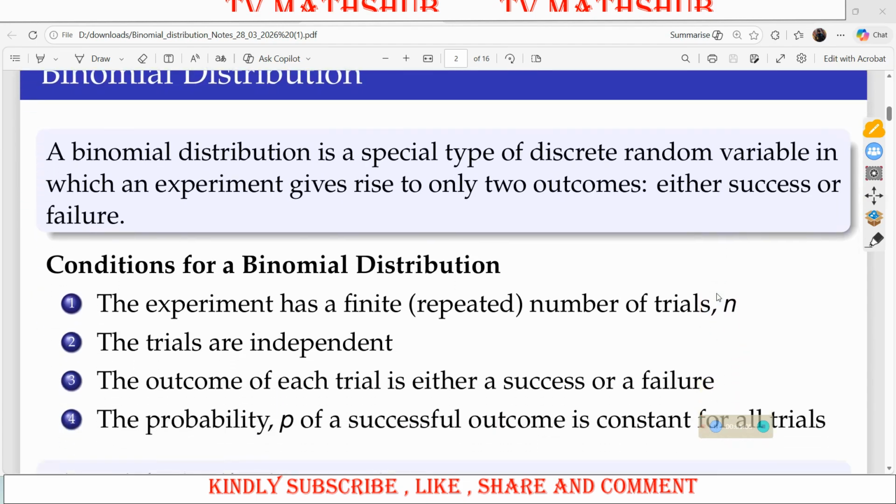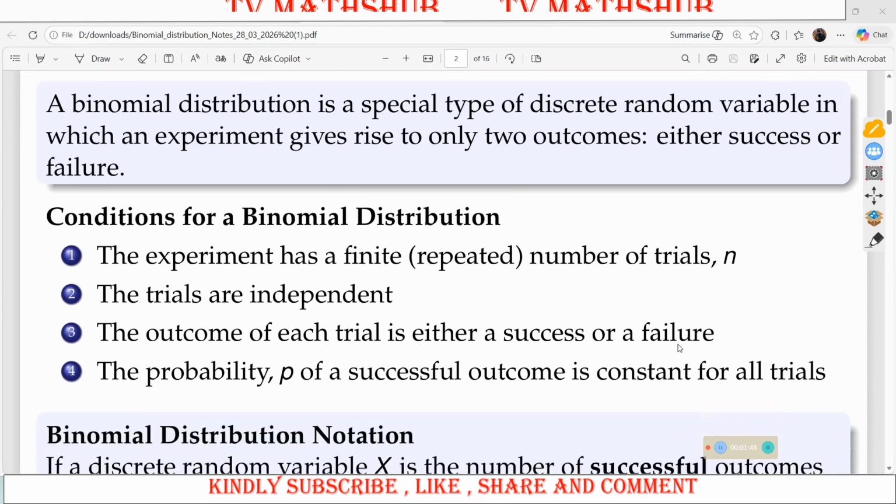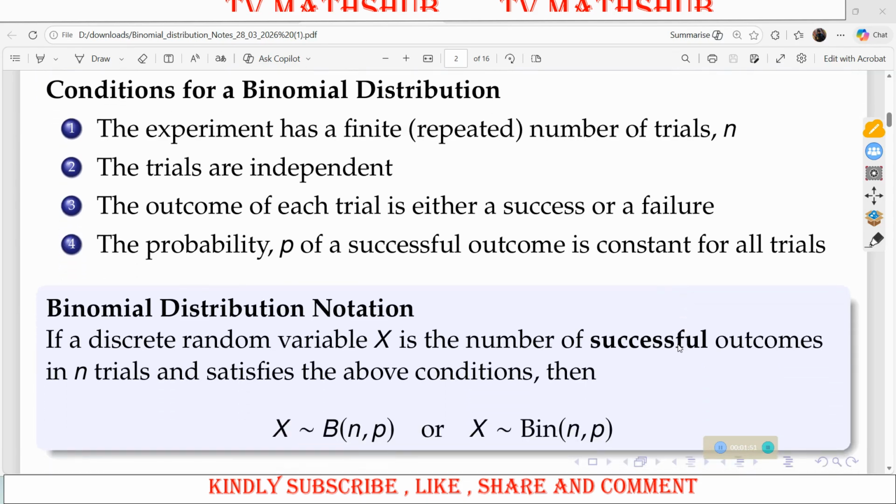So we look at some of the conditions for a binomial distribution. One, the experiment has a finite or fixed number of trials, n. The trials are independent. The outcome of each trial is either a success or a failure. And the probability that we shall be calling p of a successful outcome is constant for all trials. So those are some of the conditions that a random variable following a binomial distribution will have to satisfy. So we shall talk about the notation for the binomial distribution.